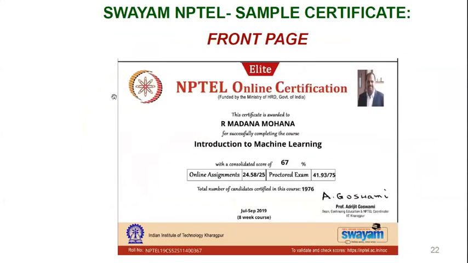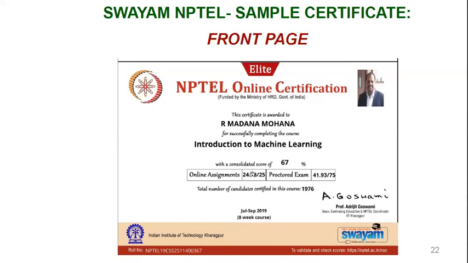Then see the normal NPTEL sample certificate. This is one sample NPTEL certificate. This is not FDP, FDP I already demonstrated. Here only the NPTEL logo is there. Then your name, your course name, the consolidated score followed by the distribution. Online assignments out of 25, here 24.58 is secured. Then the proctored final exam out of 75, 41.93 secured.